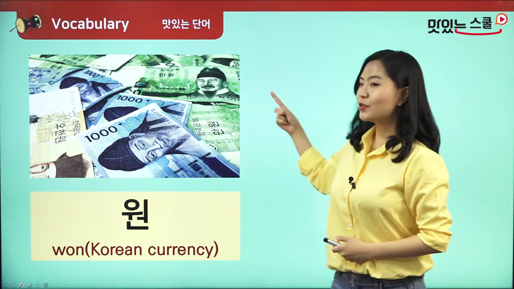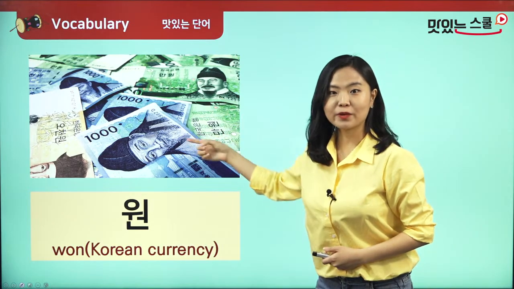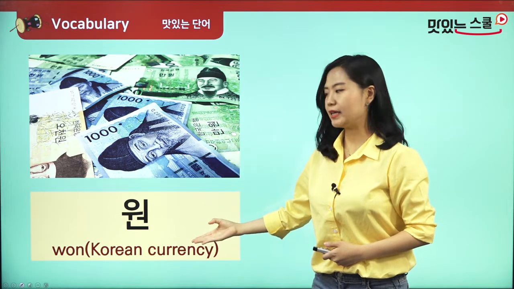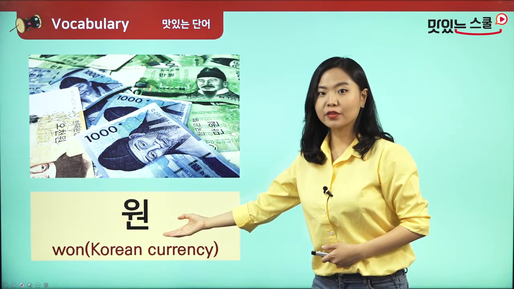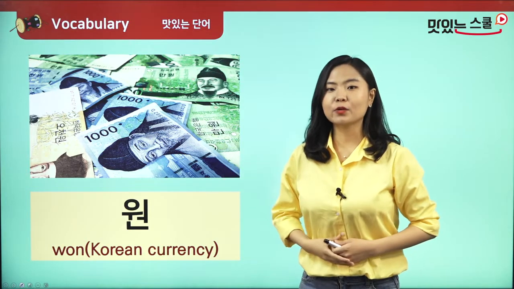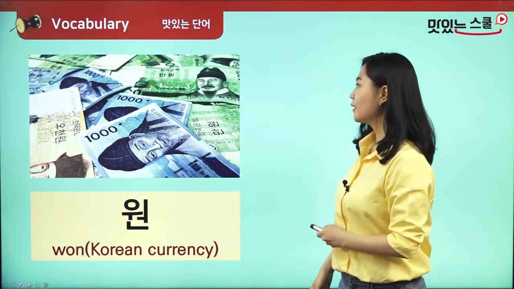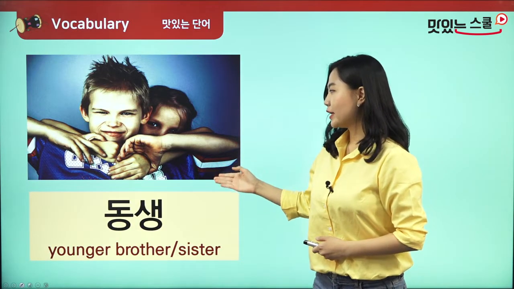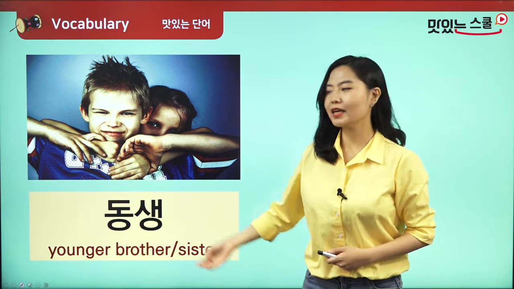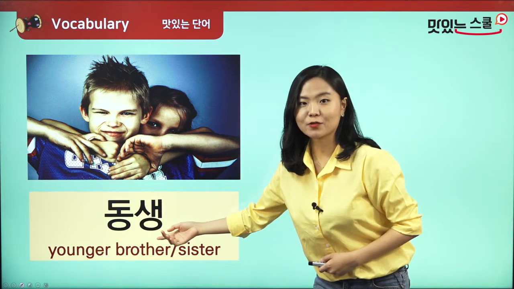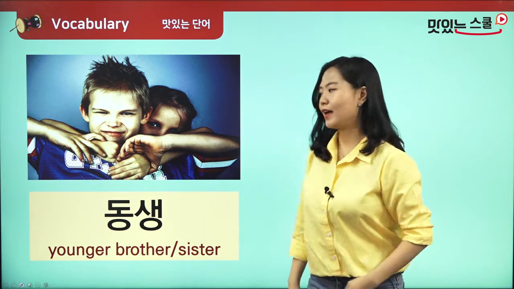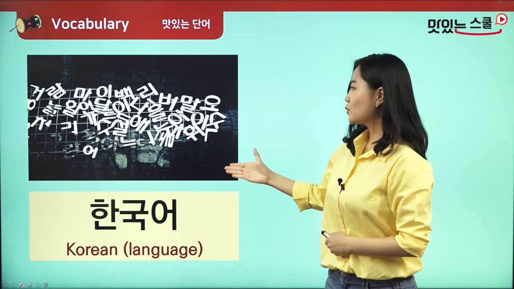Next one. Look at this picture. Have you ever seen Korean money before? This is Korean money and the currency is won. Follow me? Won. So the US uses dollars, right? But in Korea we say won. The next picture is younger brother or younger sister. In Korea we say 동생. Repeat after me. 동생.